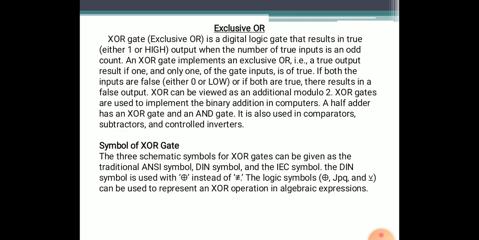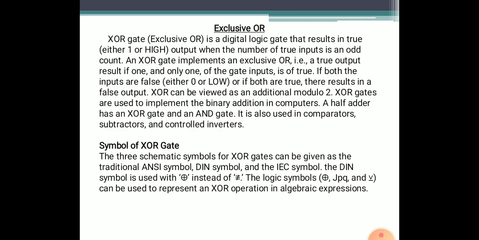So what is an exclusive OR gate or an XOR gate? The exclusive OR gate is sometimes called EOR, XOR, EXOR, and pronounced as exclusive OR. It is a digital logic gate that results in true, that is either 1 or high output, when the number of true inputs is an odd count. When the number of true inputs is an odd count, the output will also become true.